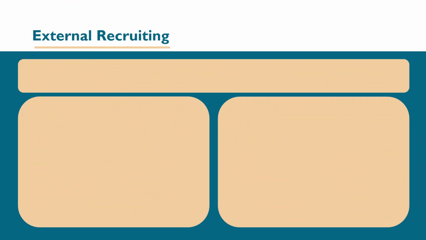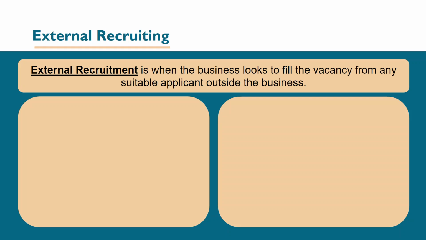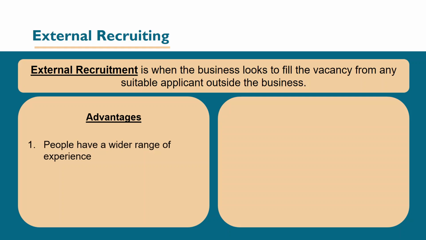External recruiting. External recruitment is when the business looks to fill the vacancy from any suitable applicant outside the business. You might need someone who has a high level of expertise in his or her field. If the company isn't that large or is fairly new, there's a good chance that the current pool of employees won't have many good options. The result is pretty simple. You'll have to explore a more diverse set of candidates. It's a great option for finding high level talent or those in a niche field.